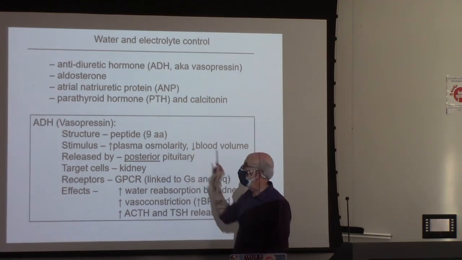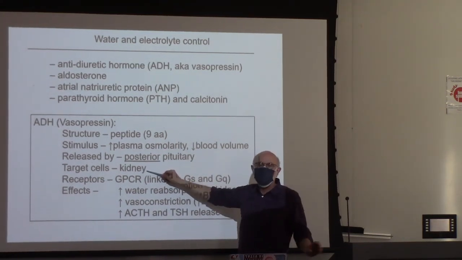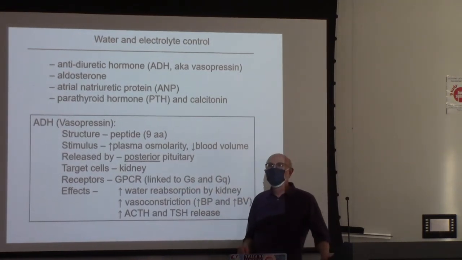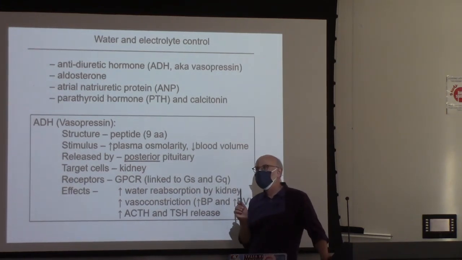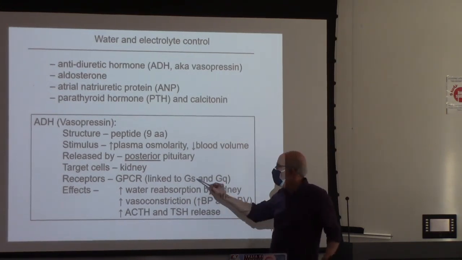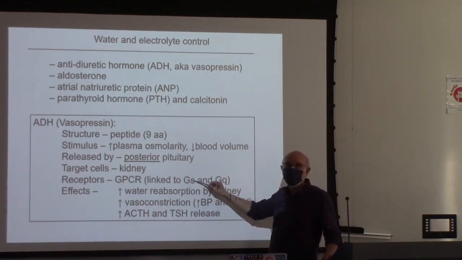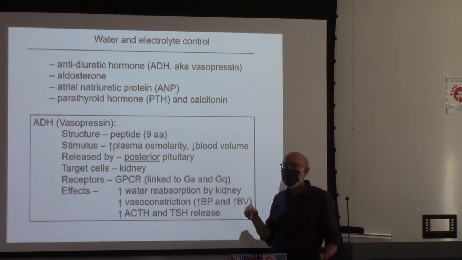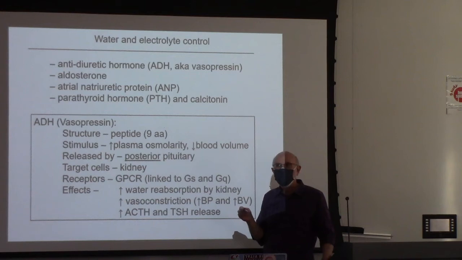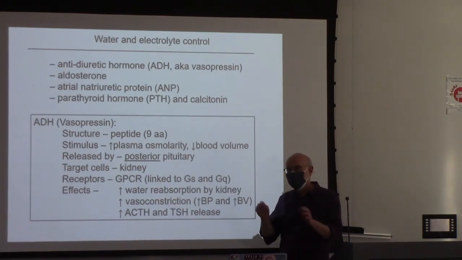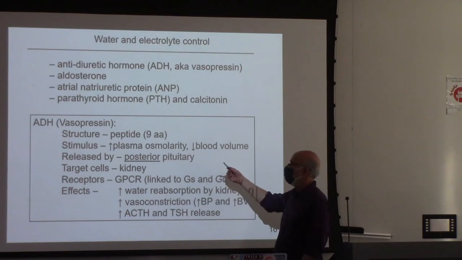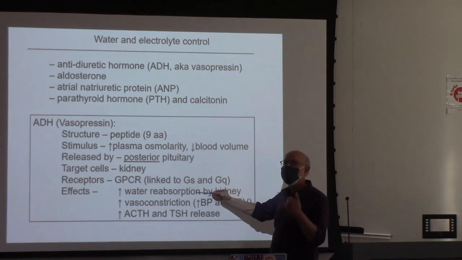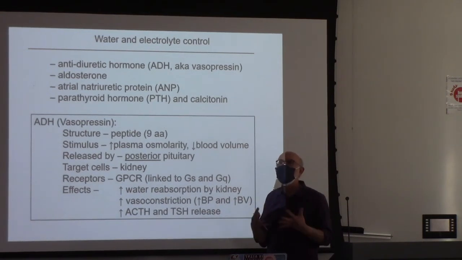Vasopressin is a peptide hormone. The target is the kidney, as I said. And now the effects. Those of you who took AMP2: vasopressin, GS coupled receptor on the cortical medullary collecting tubule, GS, PKA, phosphorylation of aquaporin, da da da da da. Those of you who didn't take AMP2, come back. The receptor is a GPCR, and it leads to water reabsorption. It allows the kidney to not excrete water.